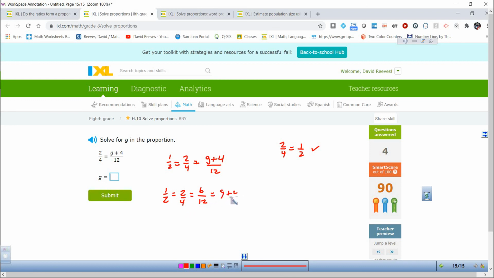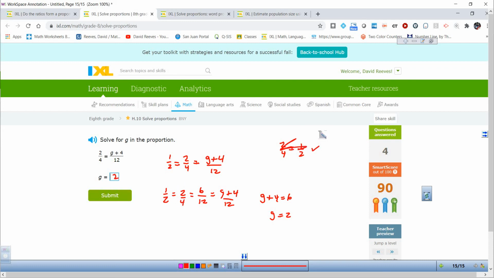But they told us that the top number is g plus 4. So something plus 4 has to equal 6. Right? So what is that something? That is 2. 2 plus 4 is 6. So the answer is 2.